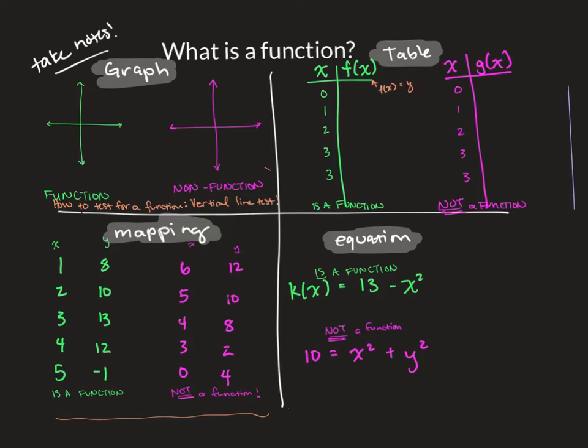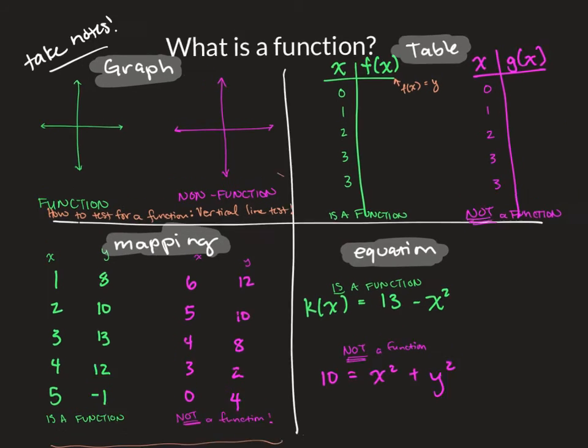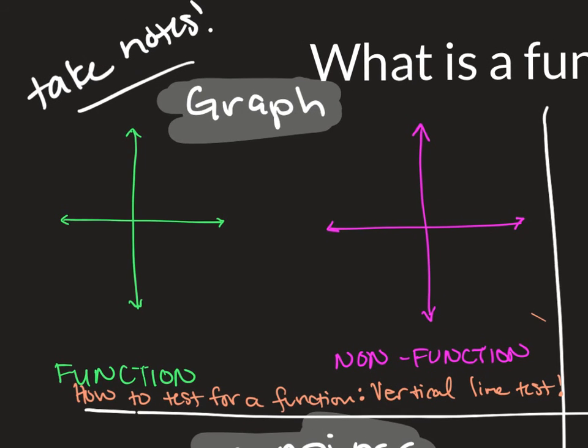Okay, so let's look at a couple different kinds of functions. Here we're going to look at functions as a graph, as a table, a mapping, and an equation. And in each case, you'll notice there's a green and a pink version. And in each case, the green is a function and the pink is not a function. So let's look at a graph. So over here, there's a couple different ways that you might picture this. I'm going to give you some examples, and then maybe we'll start thinking about it together.